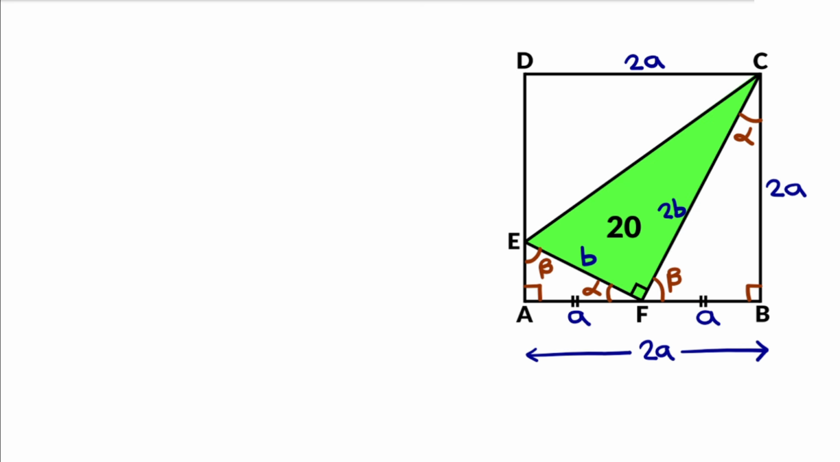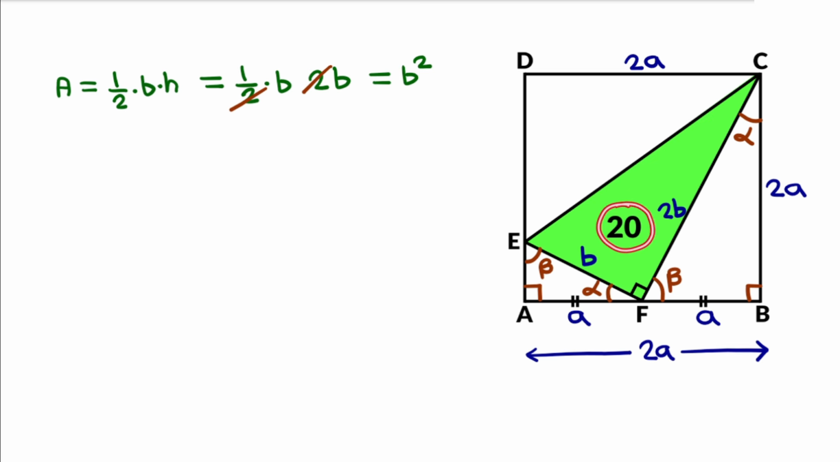Now comes the beautiful observation. Those two hypotenuses are actually the two perpendicular legs of our inner right triangle, EFC. So let's calculate its area. Area equals 1/2 times base times height. That gives 1/2 times B times 2B. The 1/2 and the 2 cancel perfectly, leaving us with B squared. And the problem tells us that the area of triangle EFC is exactly 20. So we immediately get B squared equals 20.